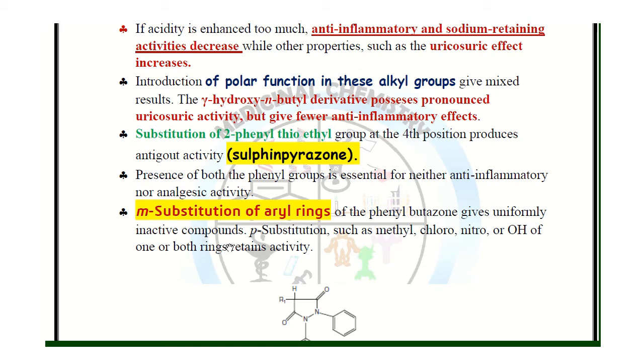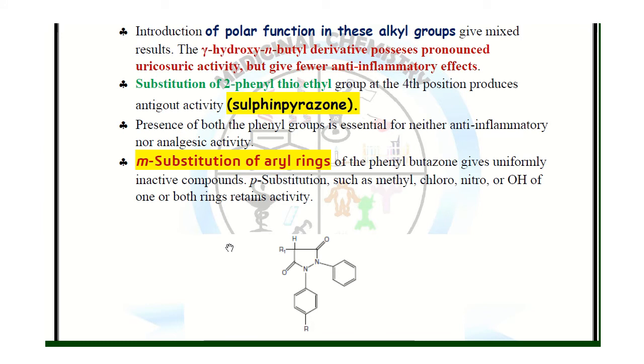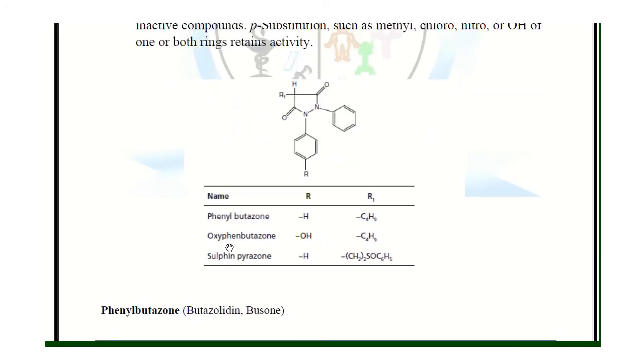Meta substitution of the aryl ring. If we substitute the aryl ring at the meta position, this will give uniformly inactive compounds. Para substitution such as methyl, chloro, nitro or hydroxyl can retain activity. So meta substitution of the aryl ring decreases activity, resulting in inactive compounds, but the para position with functional groups like methyl, chloro, nitro or hydroxyl can retain their activity.